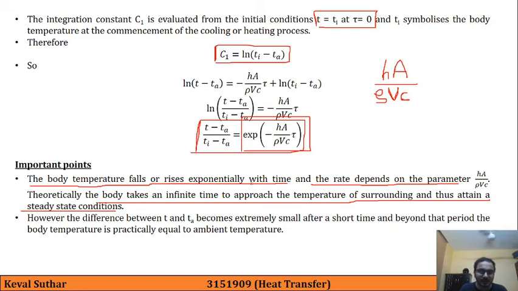However, in reality, the difference between T and T-infinity, that is the difference between the metal body and the environmental temperature, becomes extremely small after a short time interval, and beyond that period, the body temperature is practically equal to the ambient temperature.